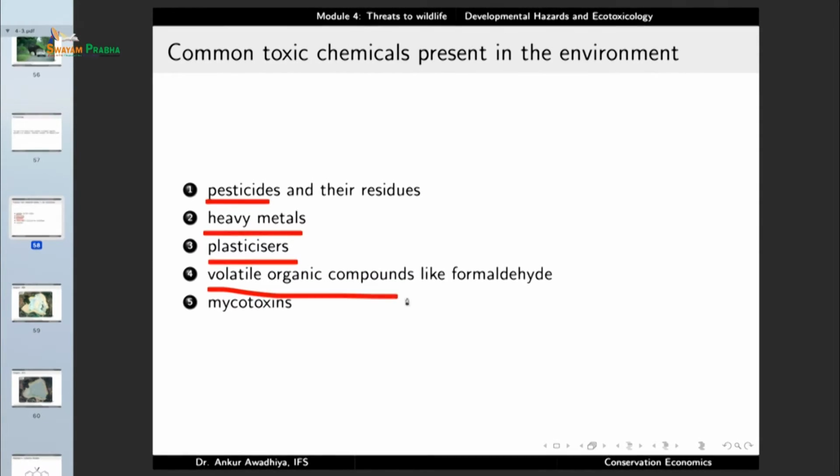Or volatile organic compounds such as formaldehyde. The formaldehyde is released as part of a number of chemical reactions, and it is a toxic chemical. Or mycotoxins. Now, mycotoxins are toxins that are released by different fungi. Myco refers to a fungus, and mycotoxin is a toxin that is being created by a fungus. But because we are changing the environment to such a large extent, we are increasing the amount of mycotoxins that are present in the environment. What is the impact of these mycotoxins on different organisms is also something that ecotoxicology will try to decipher.